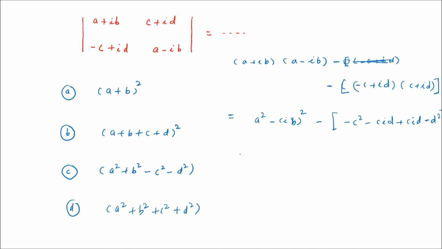So I can write this is equal to a square, i square means minus 1, minus 1 minus minus plus, this will be b square minus, this is minus c square, this will get cancelled, minus d square. So this is equal to a square plus b square multiplying by minus sign plus c square plus d square. So this will be our answer.